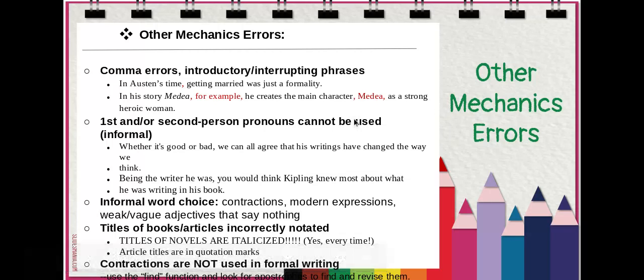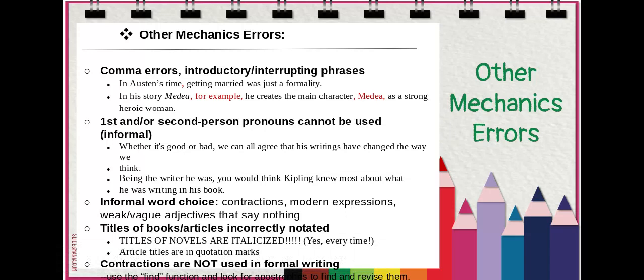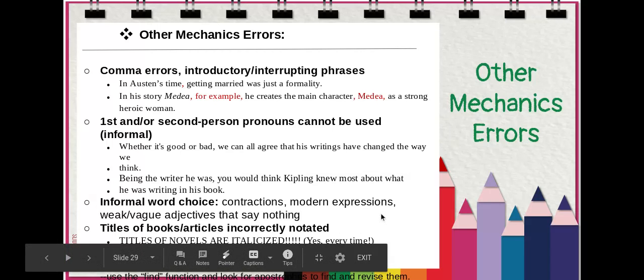Okay, again, let's pay attention to comma errors. Introductory and interrupting phrases need some commas around them. Also, first and second person pronouns cannot be used, such as I, me, my, we, us, they, them, you, your. All the first and second person pronouns cannot be used in any of these essays. We also need to avoid informal word choices such as contractions, modern expressions. So, like text message language, we want to avoid that. Weak adjectives such as good or bad.